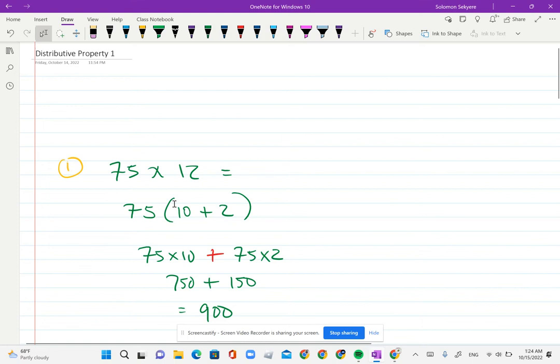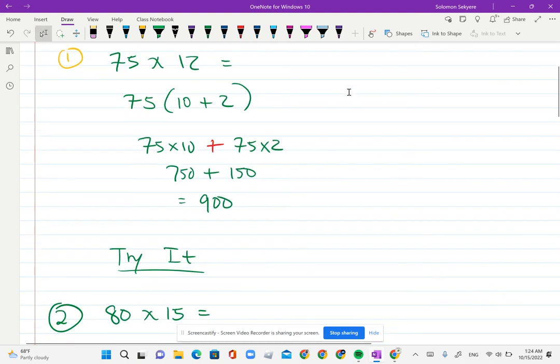Okay, let's press on with another important concept in algebra. Let's look at the distributive property. Suppose I have 75 times 12. You can go the standard way, 75 times 12. But there's another way.